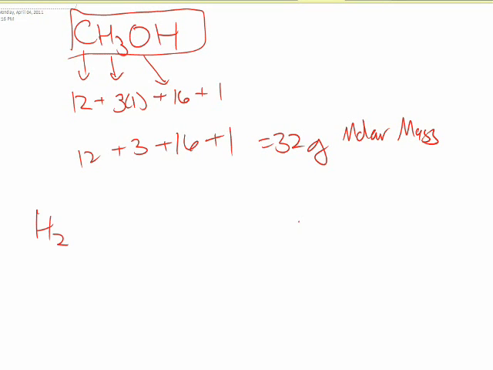Let's try a little more challenging. Let's try sulfuric acid, H2SO4. We know that hydrogen is 1, and there's 2 of them. We add it to the sulfur.